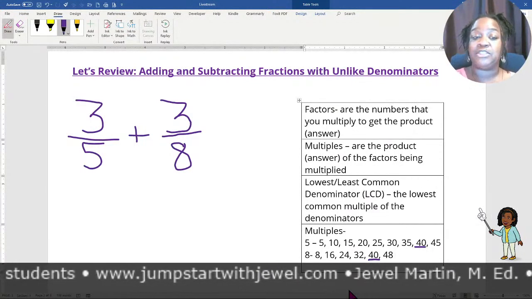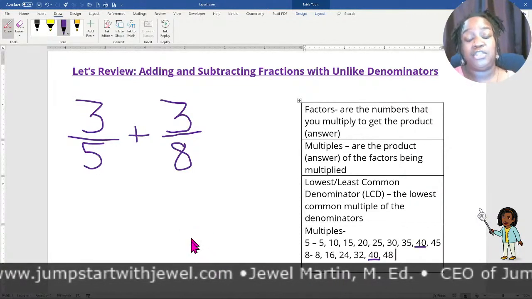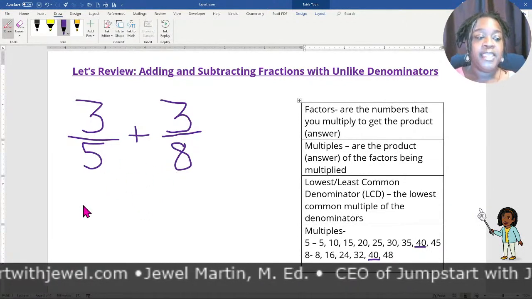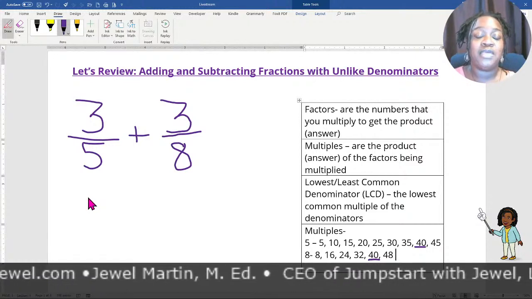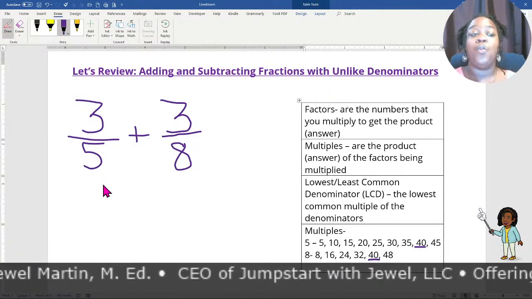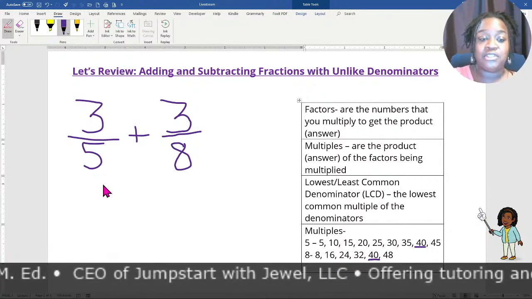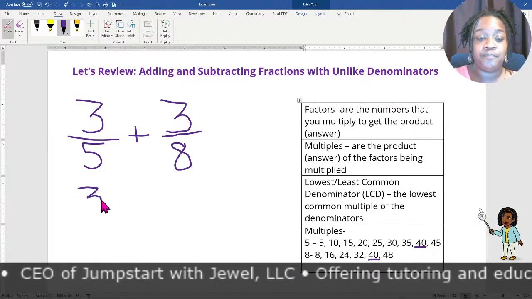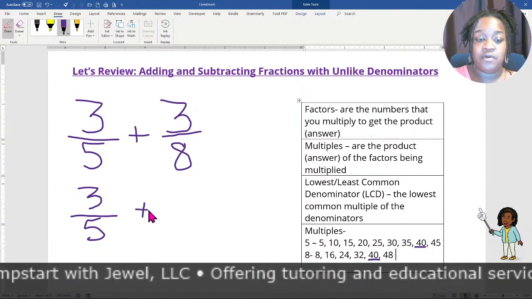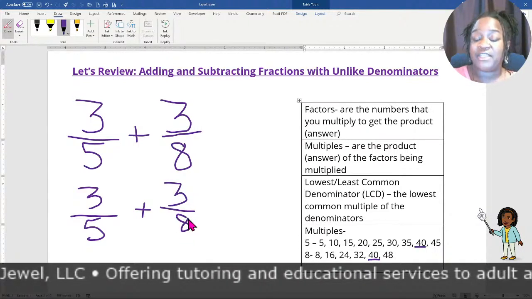Our LCD is going to be 40. So when you're doing your fractions, you're going to have to convert the denominators. In fractions, whatever you do to the denominator, you must do to the numerator. You may hear someone say, whatever you do to the top, you must do to the bottom, or vice versa. So what I usually do, I'll write this over, because it usually helps my students when I write it over. And then we begin converting these fractions.